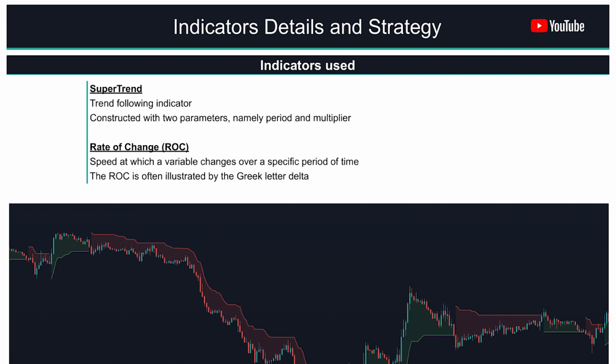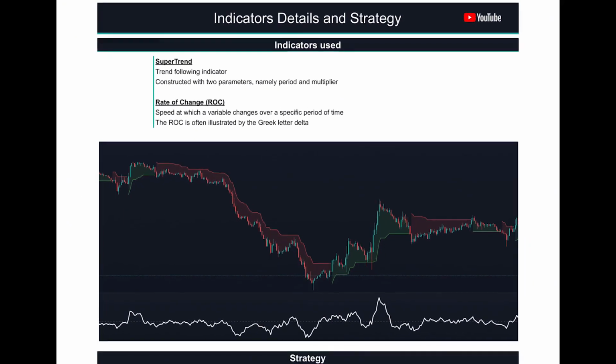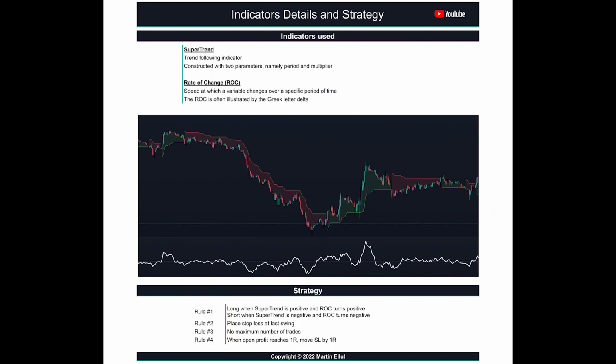for its multiplier. The second indicator, the rate of change, is the speed at which a variable changes over a specific period of time. It is often used when speaking about momentum, and it can generally be expressed as a ratio between a change in one variable relative to a corresponding change in another. Graphically, the rate of change is represented by the slope of a line, and it is often illustrated by the Greek letter delta.